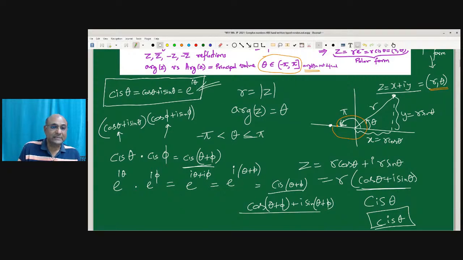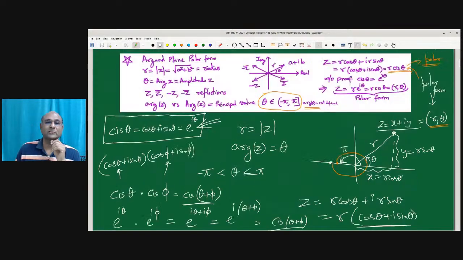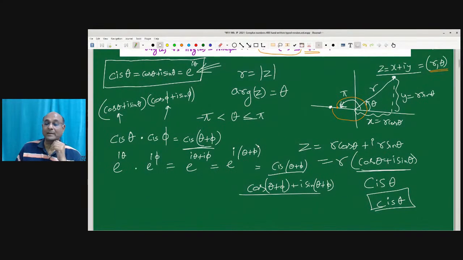So thinking like this makes a huge difference. e power i theta is cos theta plus i sin theta. It is not there in your syllabus. But trust me, knowing this makes complex numbers so much simpler. Because then you know all the laws of exponents. You don't have to remember De Moivre's theorem at all. You just have to simply say, okay, everything is e power i theta. So just simply add up the angles whenever you're multiplying.